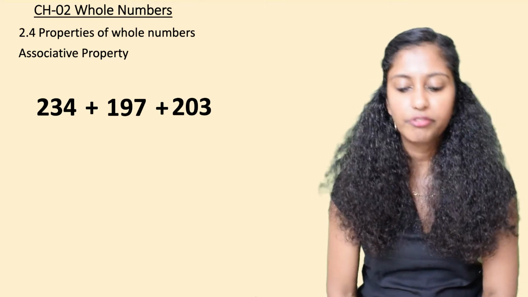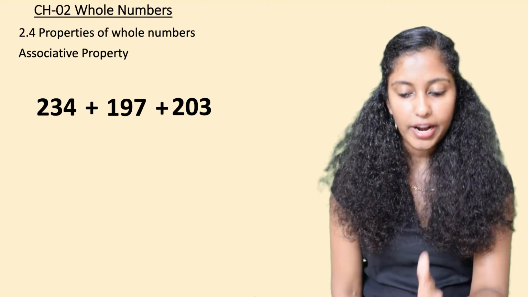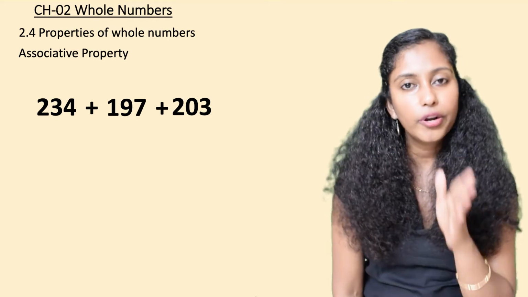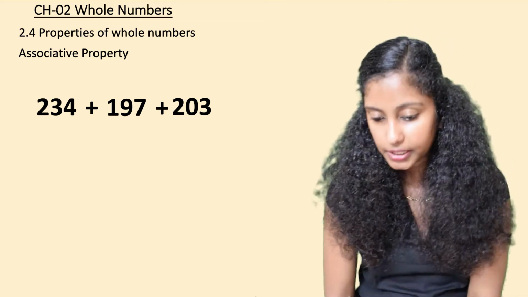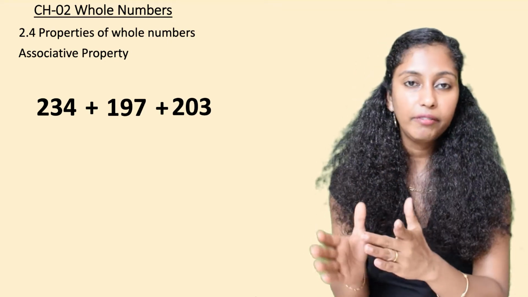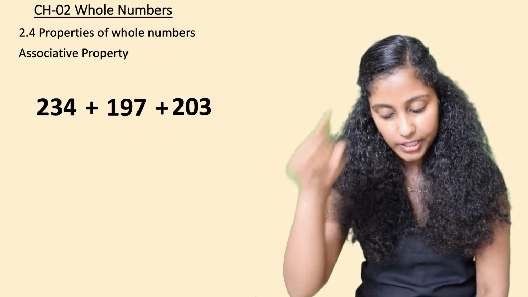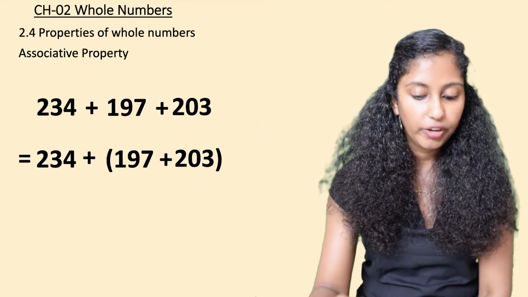Just as in this sum, if we check the units place, 4 and 7 and 3. So 4 and 7, if we add in the units place, we get 11. That doesn't make our job that easy. But if we add 7 and 3, we get 10, which gives 0 in the ones place. So that will make our job very easy.